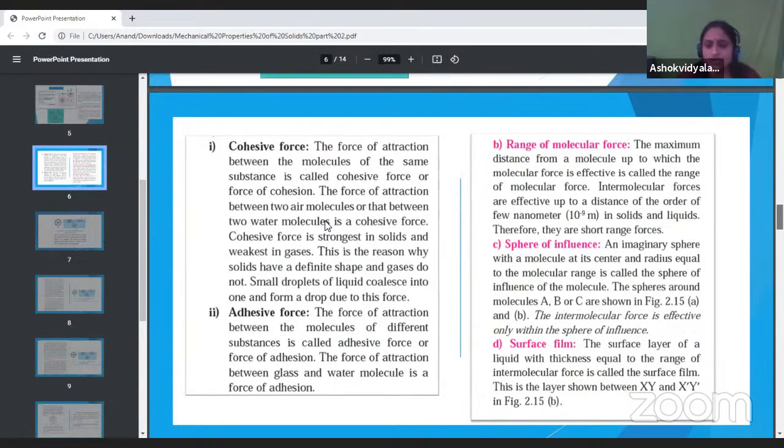Now, the next point is the surface film. The surface layer of a liquid with thickness equal to the range of intermolecular force is called the surface film.